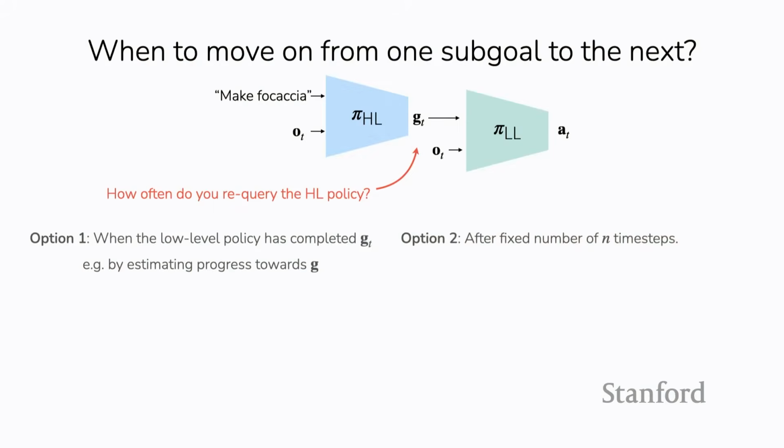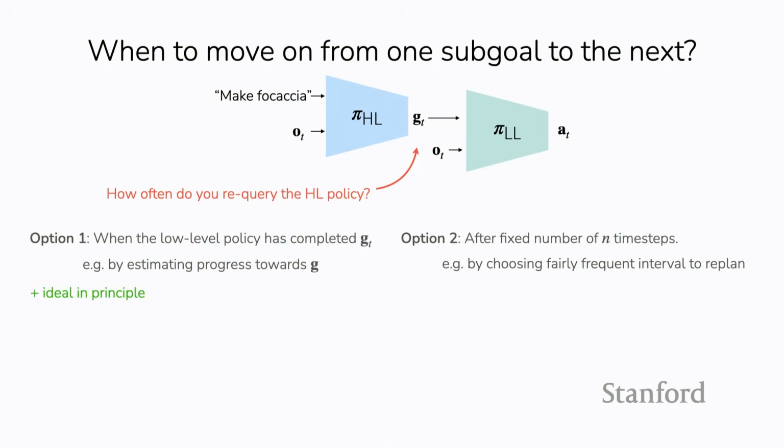And then the other option that's a bit simpler, but maybe less elegant in some ways, is just to simply requery the high-level policy after some fixed number of time steps. So maybe you query the low-level policy at 50 hertz, and you query the high-level policy once every second. So then you would be querying the high-level policy after 50 time steps. So there's pros and cons of each of these two options.